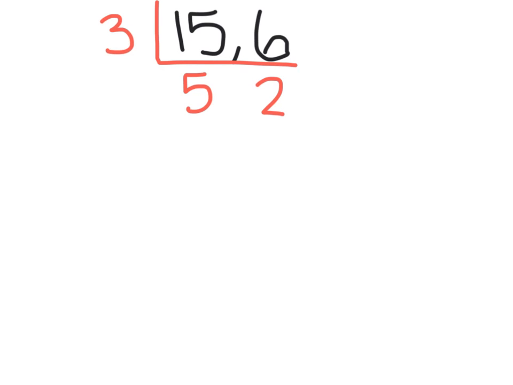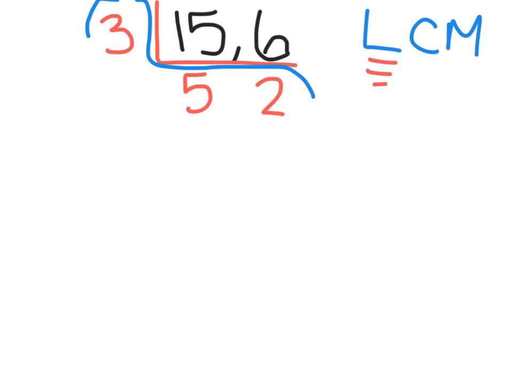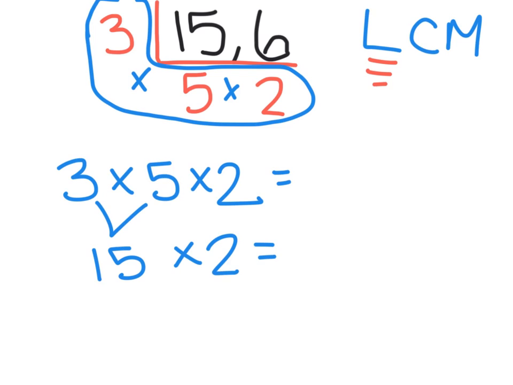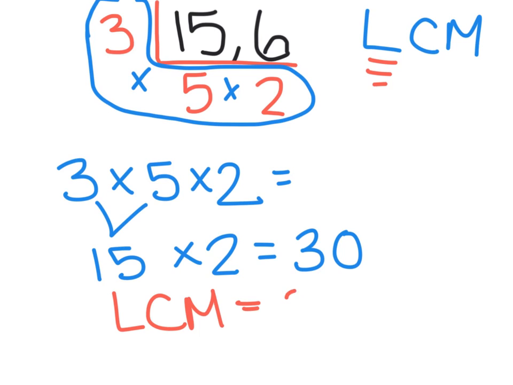So now the one step that's different from greatest common factor is with least common multiple, we build the L to solve. So make your L, and then you multiply them together. So we have 3 times 5 times 2. 3 times 5 is 15, times 2 is 30. So the least common multiple of 15 and 6 would be 30.